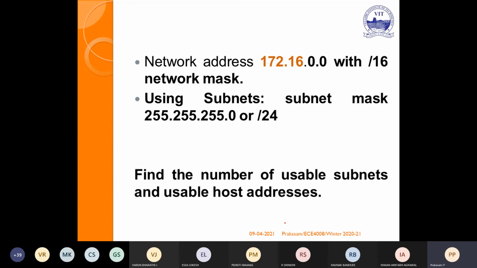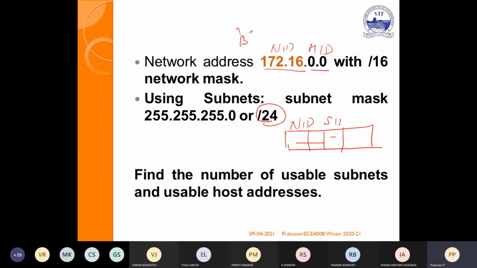So we will see one more problem. The network address is given with a 16 network mask. That means this is a class B. So this is the network ID, and these two are the host ID without subnetting. Use subnet with the 24 mask. That means out of the 4 fields, the first 2 are network ID, this is the subnet ID, and this is the host ID.